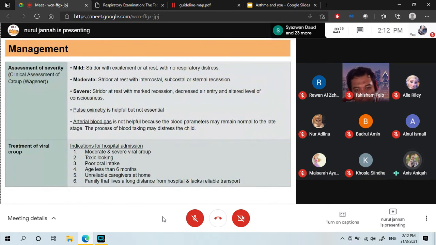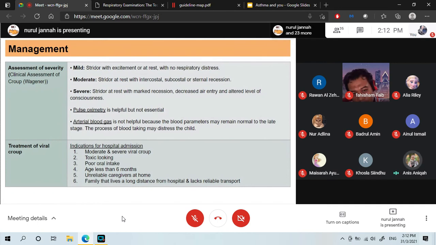Okay, for the management, there are two assessments of croup, which are Westley and Wagner. But when I refer to the CPG, I think Malaysia uses Wagner. There are three: mild, moderate, and severe.